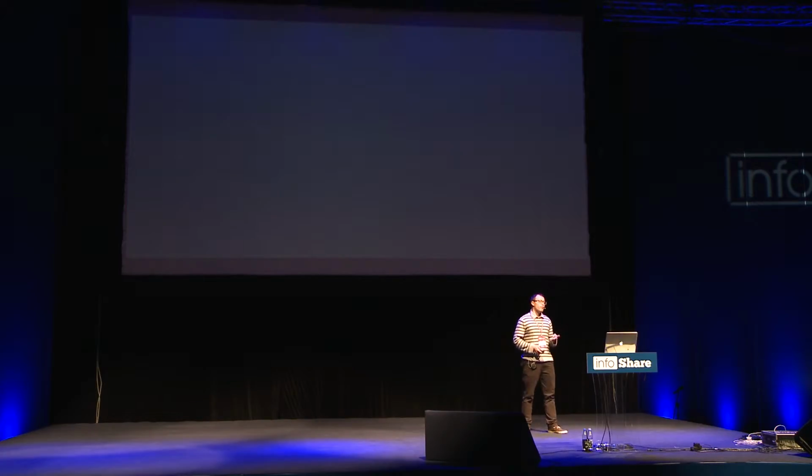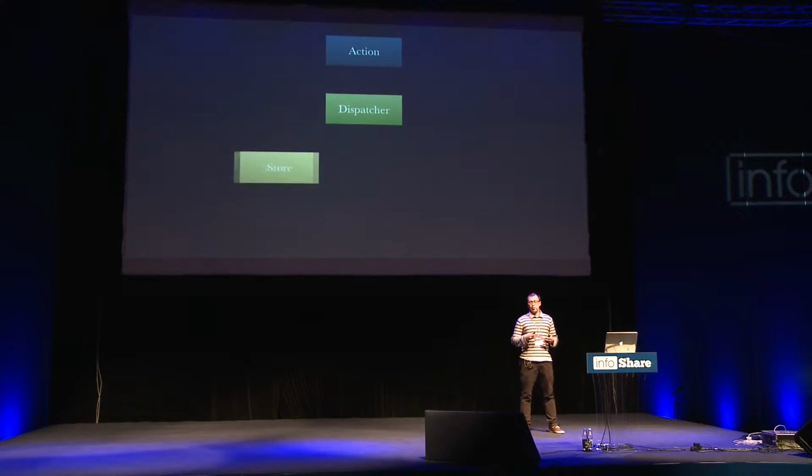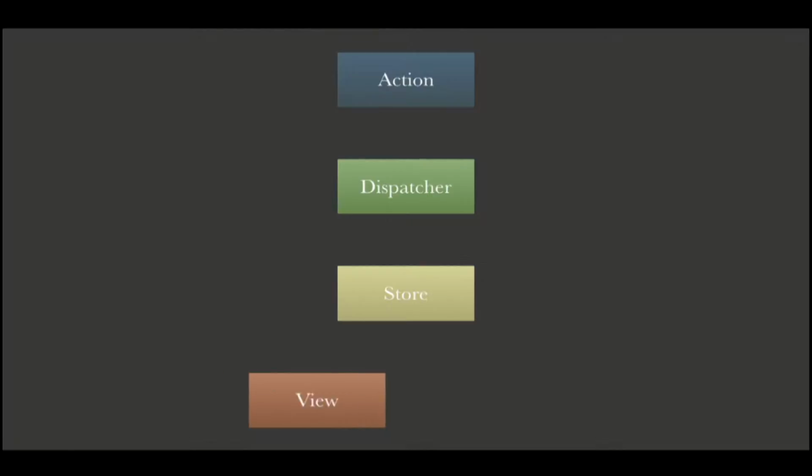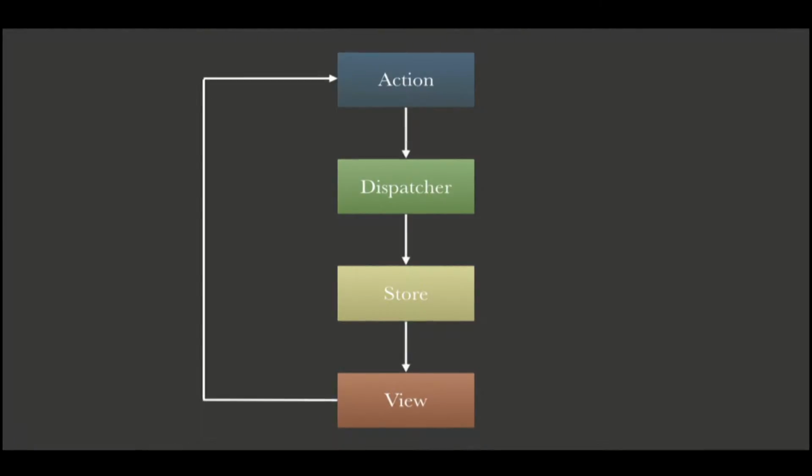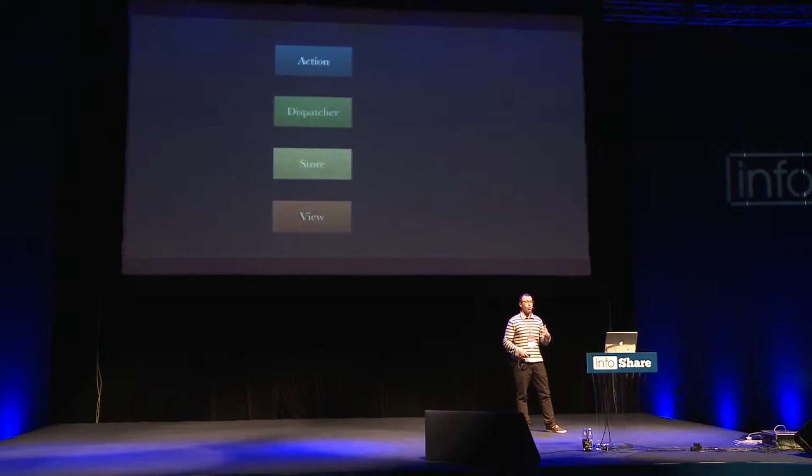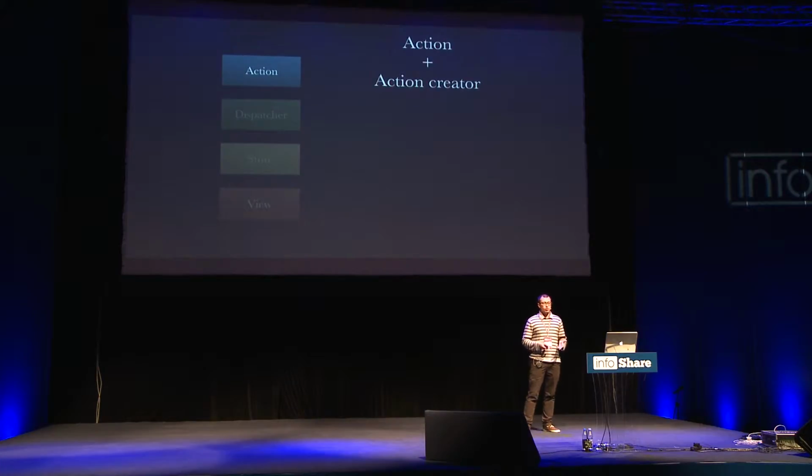So it consists of 4 elements. We have an action, we have a dispatcher, we have a store, and we have a view. All of those elements are connected in a unidirectional data flow. So it goes from the action, through the dispatcher, to the store, and to the views. Views also can initiate some actions. So let's go one by one to see what the roles of those are.